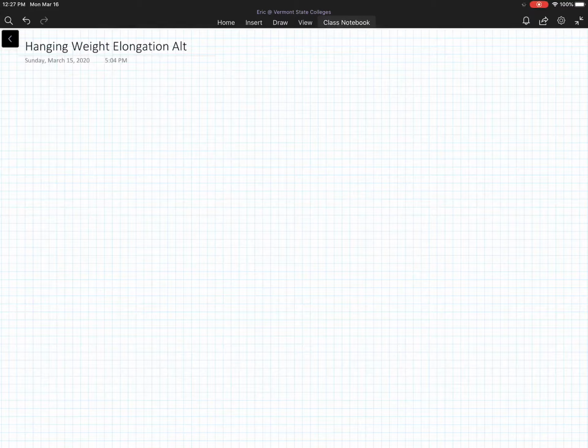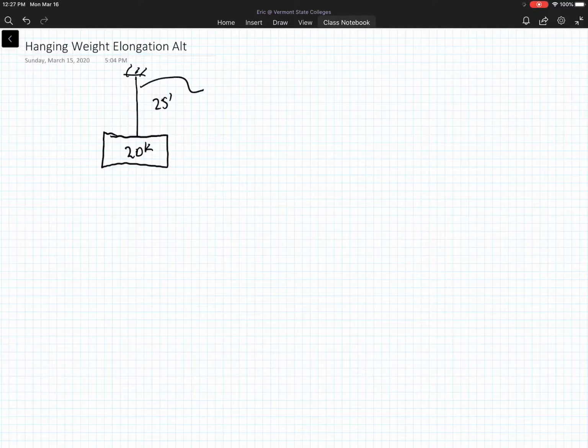So we're going to look at the hanging weight problem, but we're going to look at it in a slightly different way. And maybe it's going to help you realize what's going on. Again, hanging weight, 20 kips, 25 foot in length. This one we're going to do 1 1/8 inch diameter, and it's going to be A36 steel. And the question is, what's the elongation?